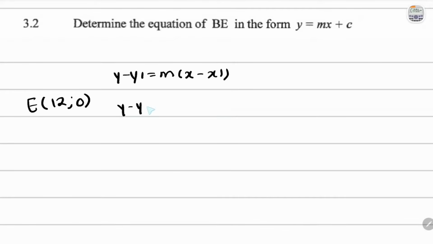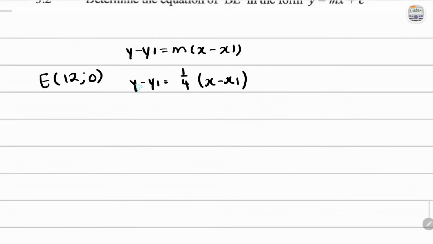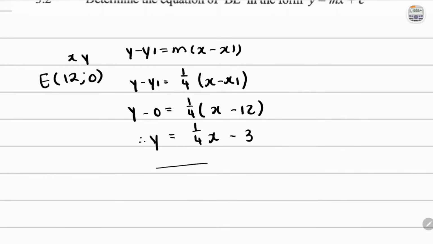So we're saying y minus y1 is equal to the gradient of 1 over 4 times x minus x1. Now just substitute that point in place of x and y. So y minus 0 equals 1 over 4 multiplied by x minus 12. And so this is simply y, because y minus 0. And then if we distribute, we have 1 over 4x, and 1 over 4 times negative 12 gives us negative 3. And that is our answer.